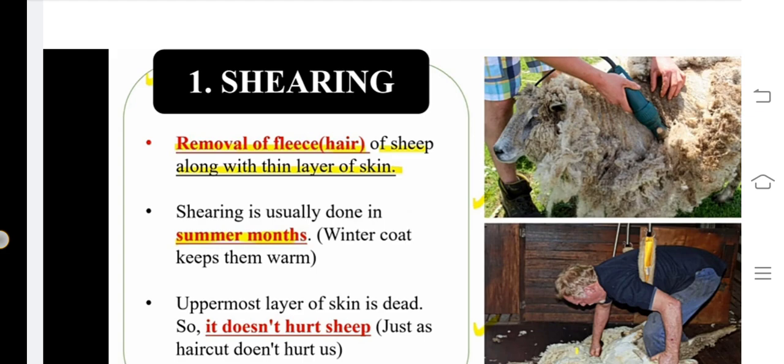Removal of fleece or hair of sheep along with a thin layer of skin. Ayyo ma'am, that sheep may get hurt. No children, not like that. The outer layer of the skin is dead in nature. Shearing is usually done in the summer month.